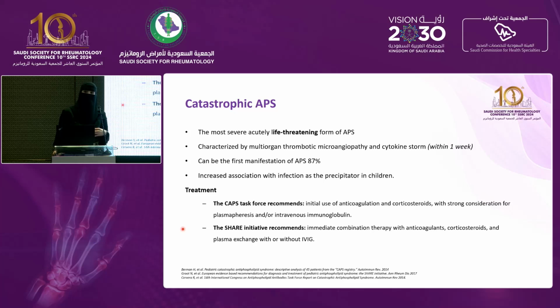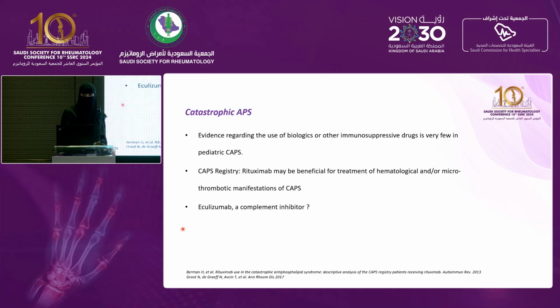So those patients will have a better outcome and better prognosis if we start them with combination treatment with those medications. The use of biologic treatment is still under study for patients who have catastrophic antiphospholipid syndrome.